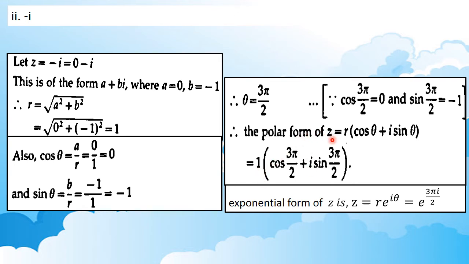Now, we can write the polar form of z and exponential form. Polar form of z is equal to r into, r is 1, cos theta, cos 3 pi upon 2 plus i into sin theta, that is sin 3 pi upon 2. Now, exponential form of z is equal to r into e raised to i theta, r is 1. So, we can write e raised to 3 pi i upon 2.